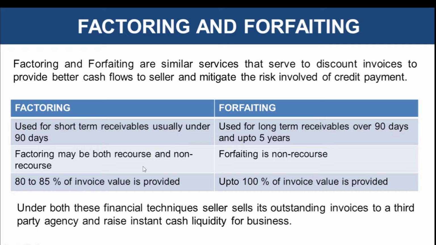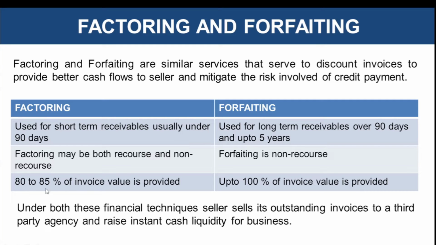The responsibility of default will lie on the third party agency, the factor and the forfeiting agency, when we are talking about a non-recourse facility. It won't lie on the seller. However, in a recourse facility, the responsibility of default will be on the seller. But when we are talking about factoring and forfeiting with a non-recourse facility, all the responsibility, all the burden is transferred to the third party agency, that is the factor, that is the forfeiting agency.